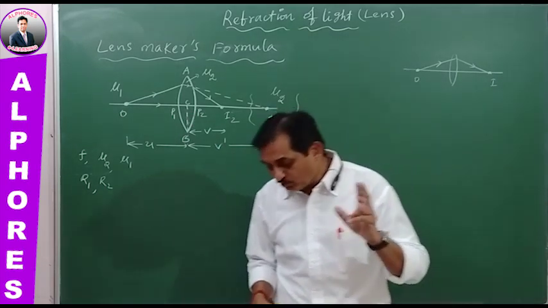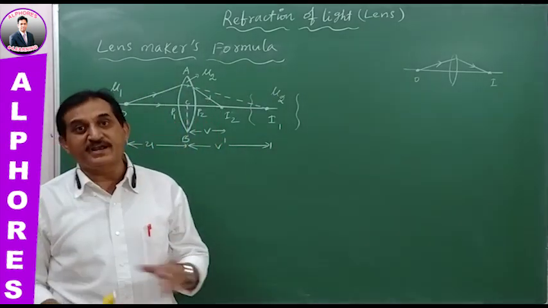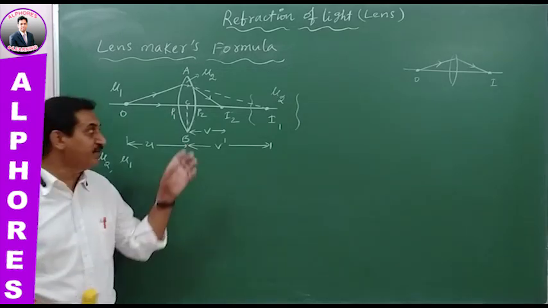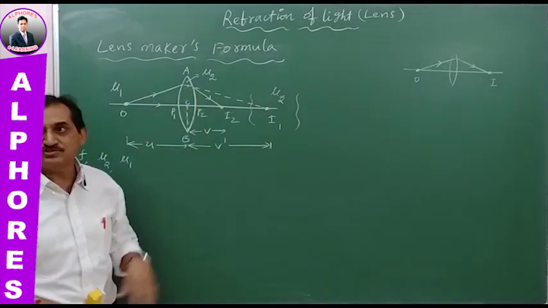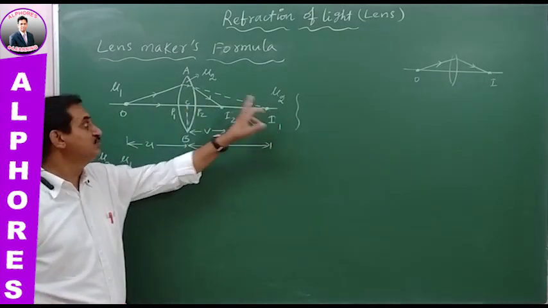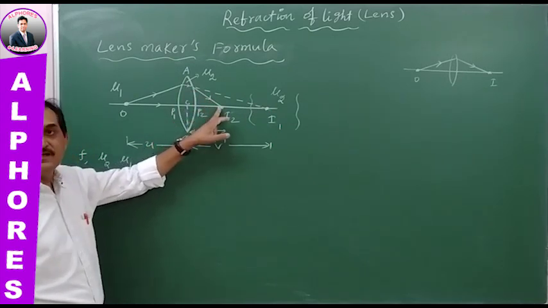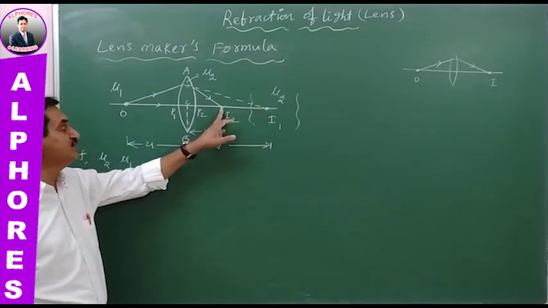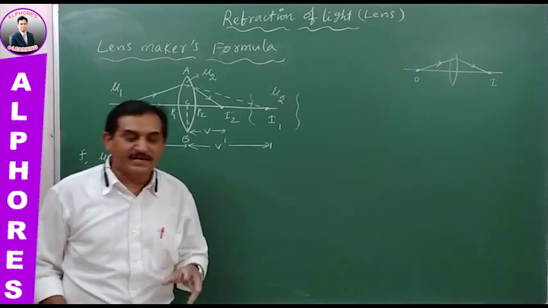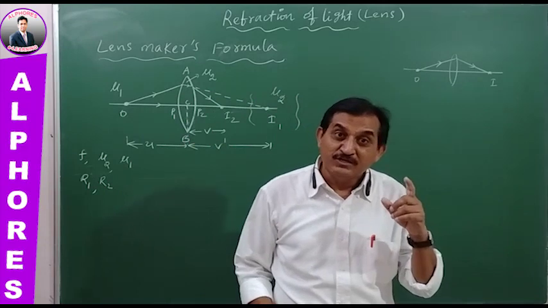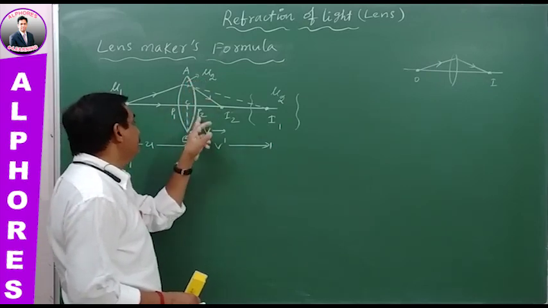So there are two steps to find the final image formed by the lens. Step 1: refraction takes place at the first refracting surface, and its corresponding image I1 is formed inside the lens. This serves as an object for the second refracting surface, which again causes refraction and gives its corresponding image finally outside. There are two steps because the light undergoes two refractions at two refracting surfaces, one is AP1B, the other is AP2B.